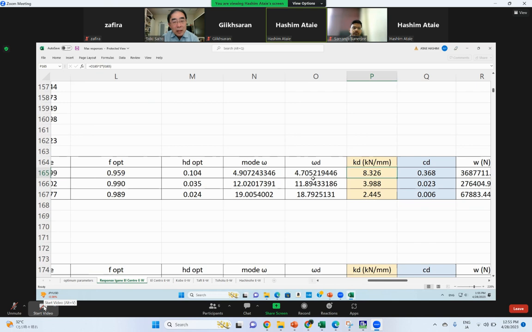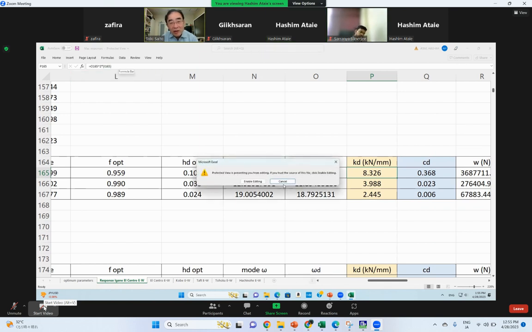Yes, TMD stiffness is omega squared multiplied by the mass of TMD.